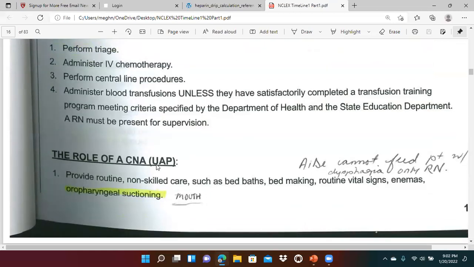Then what is the role of the CNA, right? It is also called UAP. The CNA provides routine, non-skilled care such as bed making, bed bath, also routine vital sign monitoring, or if the patient needs any kind of enema or pharyngeal suctioning, right? The CNA is supposed to do this.